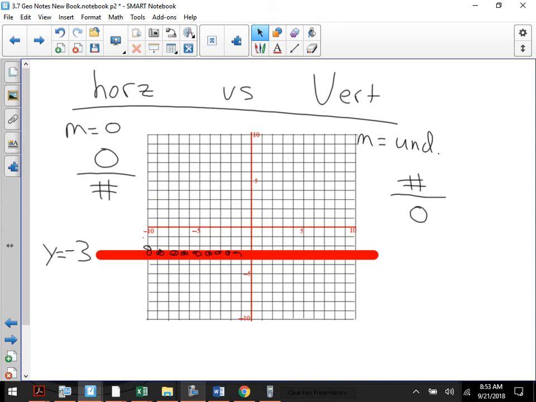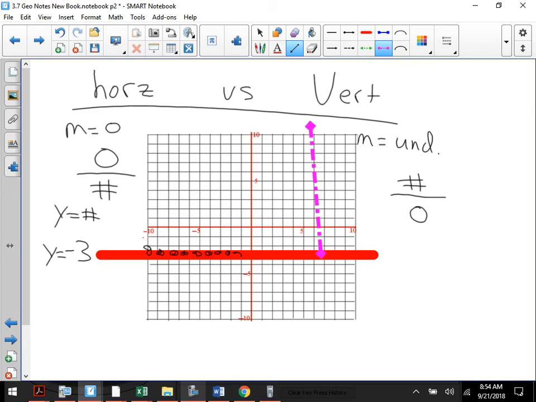Y equals a number is the equation of every single horizontal line. Y equals a number. No x's, no nothing, just some number. That number is where that graph goes through the y-intercept. Right? On the other hand, when you have a vertical line, what never changes? The x value. The x value never changes when you have a vertical line.